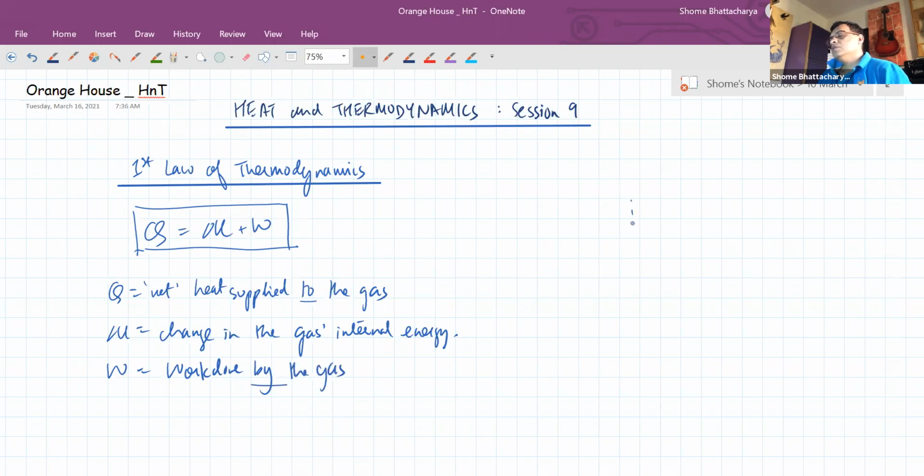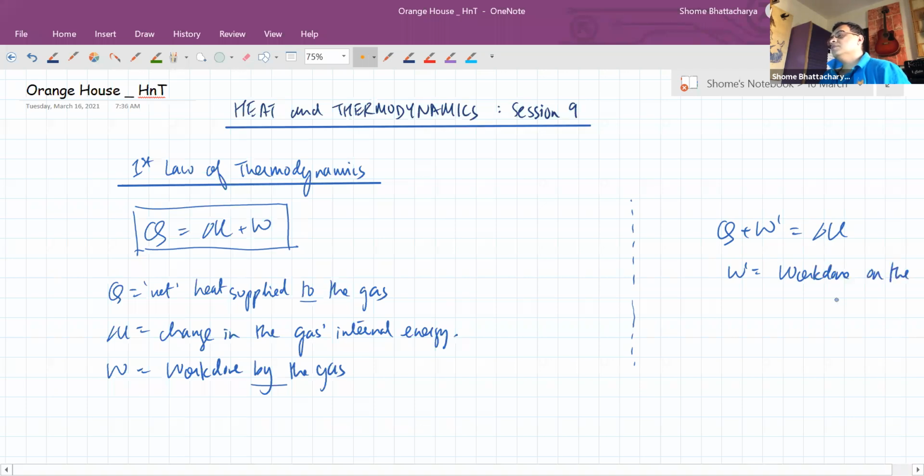Whereas you will see the alternate way of expressing it in chemistry is like this: heat supplied plus work done on the gas. I'll write that as W prime instead of W so that you can understand the difference, is equal to the change in internal energy. So here W prime was work done on the gas, not by the gas. Obviously work done on the gas is the negative of work done by the gas. Hence, we can also express it in this way like we do in physics.